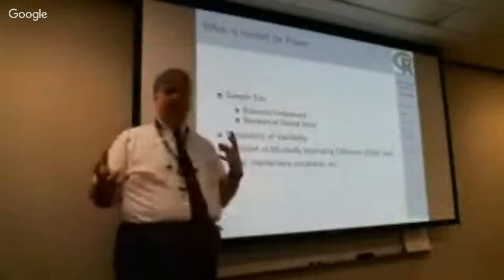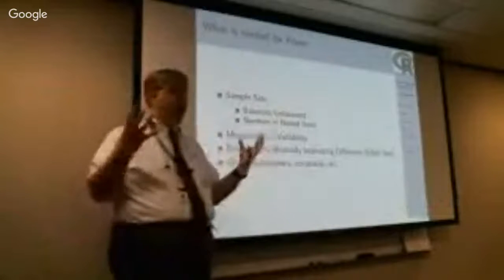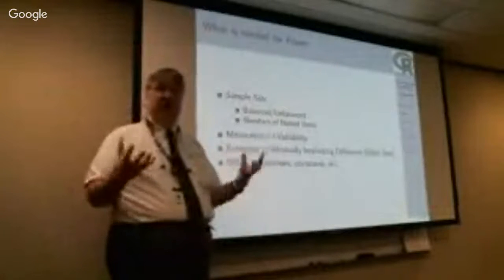Is it going to be balanced or unbalanced? If it's 2 groups, am I going to have about the same number in each group?